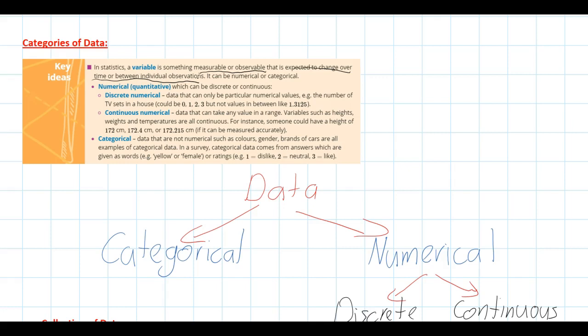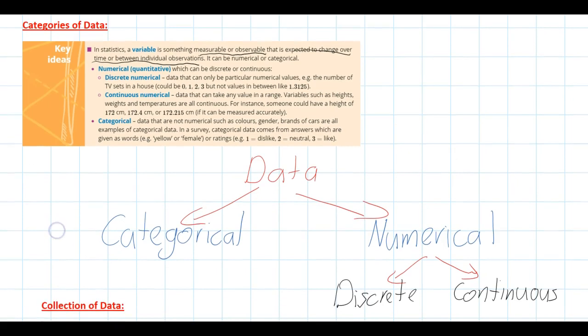Now there are two types of numerical data, which can be discrete, okay, it can be discrete numerical or continuous numerical. Now the first thing you should think about is that numerical data, the first part of that word basically looks like a number, and that's effectively what it means. It means number. So when we're looking at data and it involves numbers, that's numerical data. And it can be classified into these two separate parts.